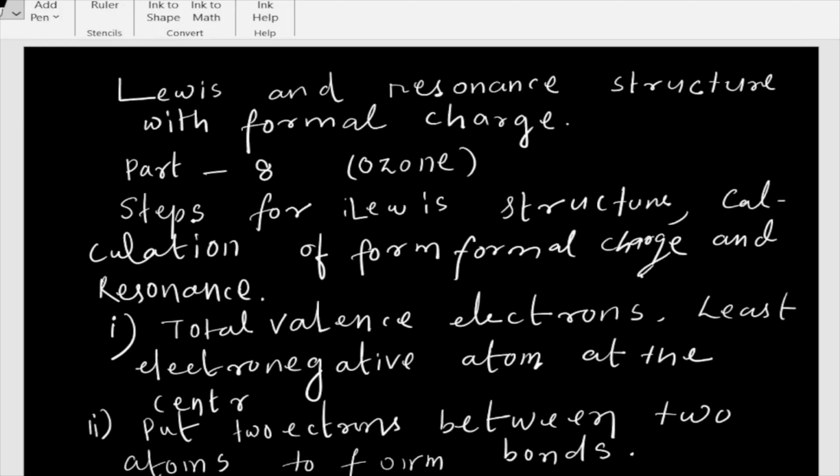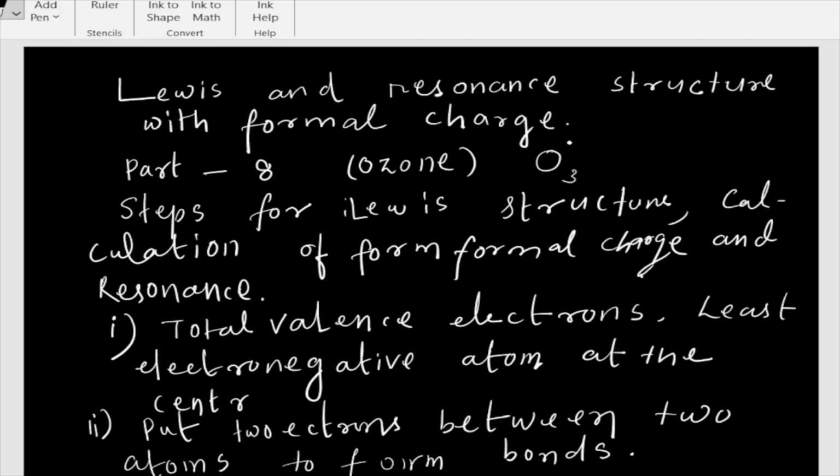Now I am going to explain Lewis and resonance structure with formal charge of ozone. It is part 8, and up to part 7 I have already explained different types of molecules where the Lewis structure is calculated with the help of formal charge. Now the molecule we see is ozone, that is oxygen three times, O3. The formula is O3.